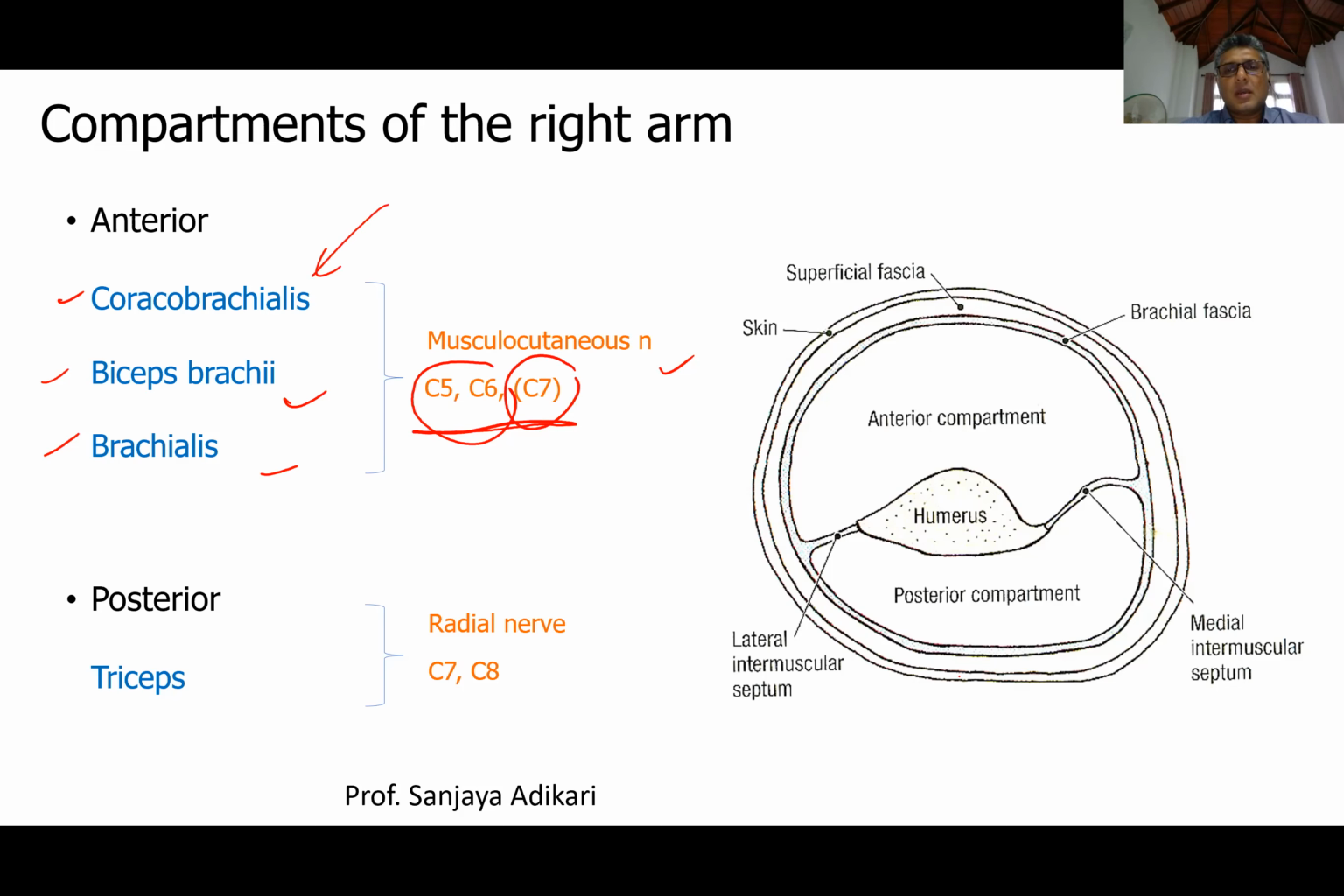Then in the posterior compartment, there is only one muscle, which is the triceps, which has three heads: the long head, lateral head, and medial head. The radial nerve supplies the triceps muscle with C7 and C8 segments. There are other issues with the radial nerve supply, with its branches and everything, that we will discuss while we develop the lecture.